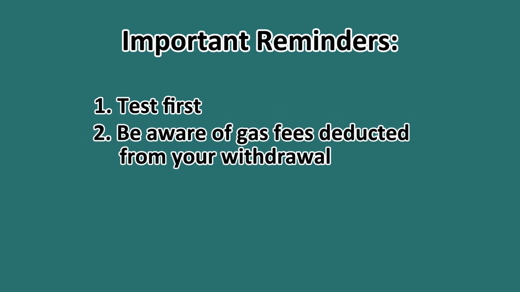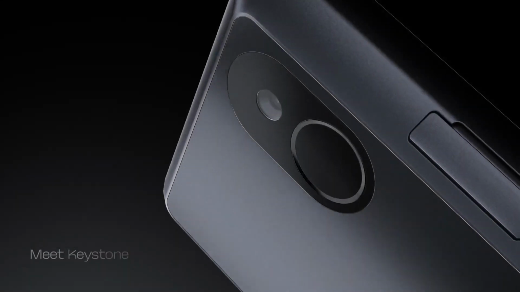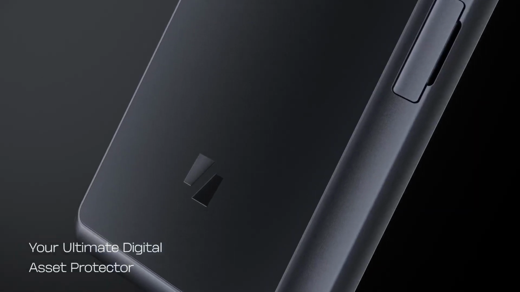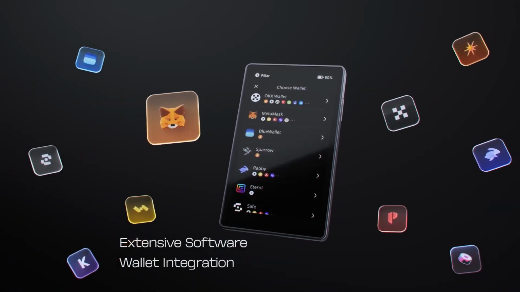Now here are a few reminders. If you're transferring a large amount, it's important to test first. So go ahead and start by sending a small test transaction initially. When it comes to fees, be aware of network or gas fees deducted from your withdrawal. Ensure your Keystone seed phrase is backed up offline and never shared. So these are the steps to follow in order to transfer ETN from KuCoin to a Keystone Pro 3 cold wallet.